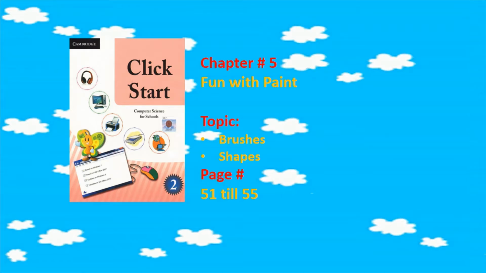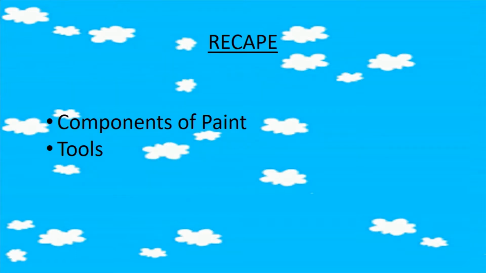Now take out your book, Click Start 2. Today we will cover the topics Brushes and Shapes on page number 51 till 55. Before we start our new topic, have a look at the previous topics which we have done in our previous video and in our previous physical classes. We have already done the components of Paint and tools.